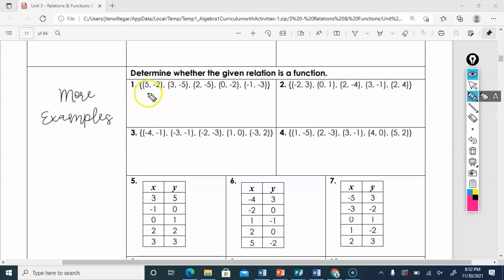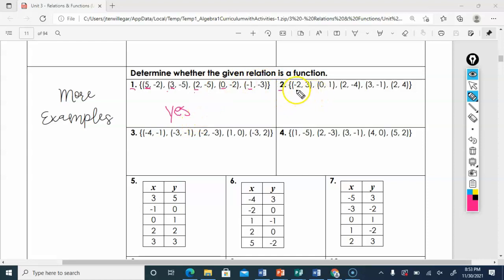All right. So when we look at number 1, what I'm doing is I'm looking at my x's. If the same x happens more than once, I need to check and make sure they're going to the same number. So I have a 5, a 3, a 2, a 0, and a -1. Now, you can have multiple of the same y's, and that's okay. But you can't have the same x's going to different y's. So when I look at this, all my x's are different. So right away, I can tell you, yeah, that's a function.